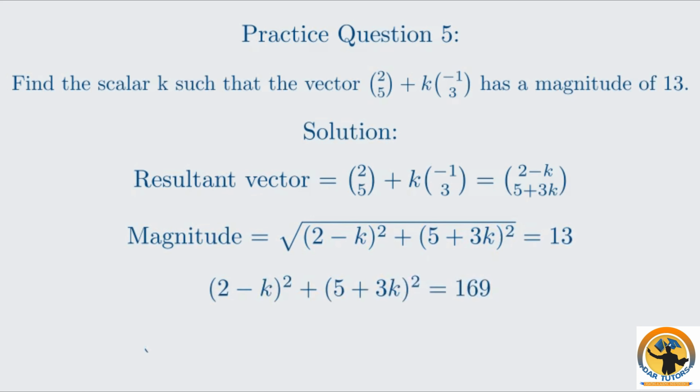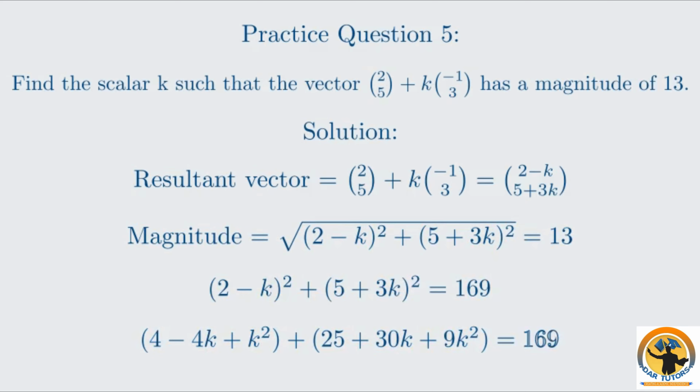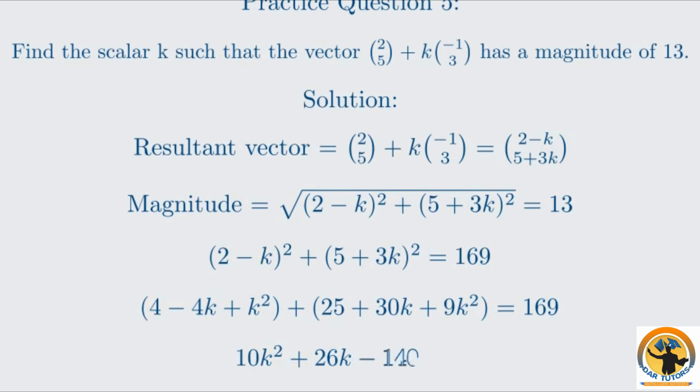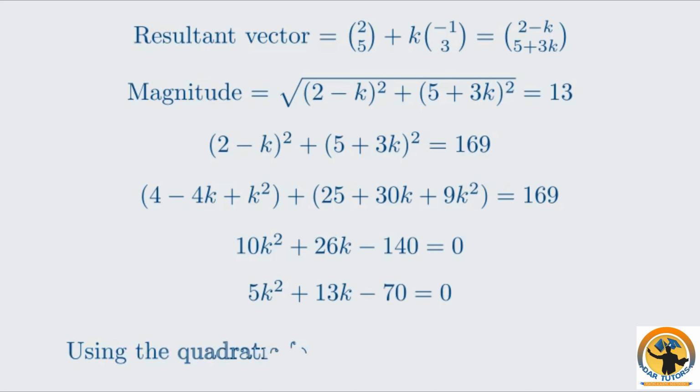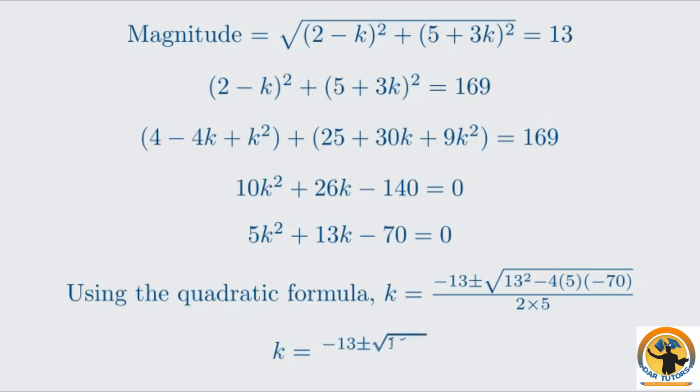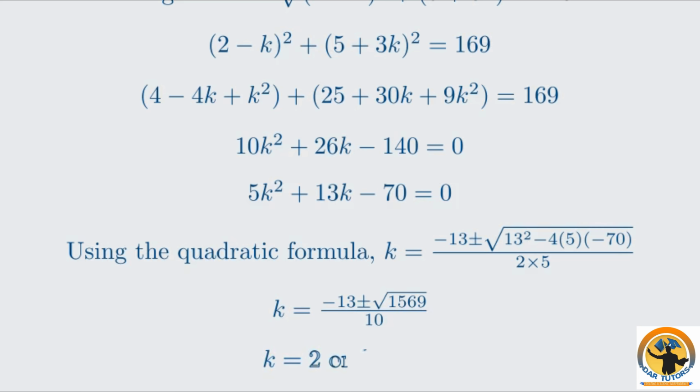Squaring both sides and expanding, we get 4 minus 4k plus k squared, plus 25 plus 30k plus 9k squared, equals 169. Combining like terms, we get the quadratic equation 10k squared plus 26k minus 140 equals 0. Dividing by 2, we have 5k squared plus 13k minus 70 equals 0. Using the quadratic formula, we find two possible values: k equals 2, and k equals negative 7.